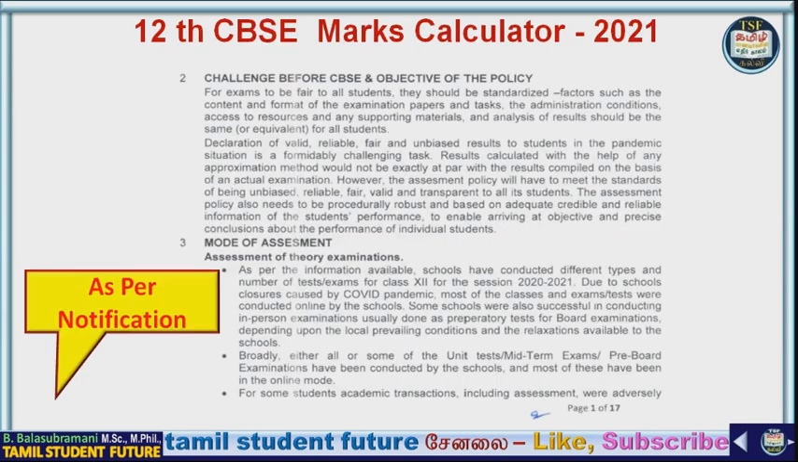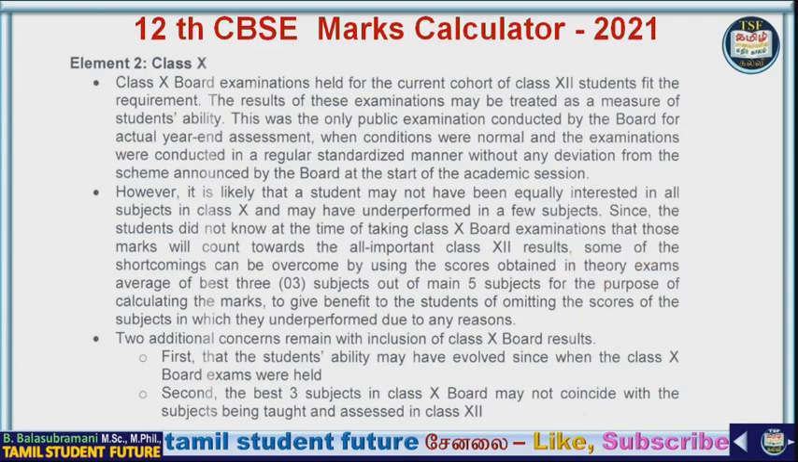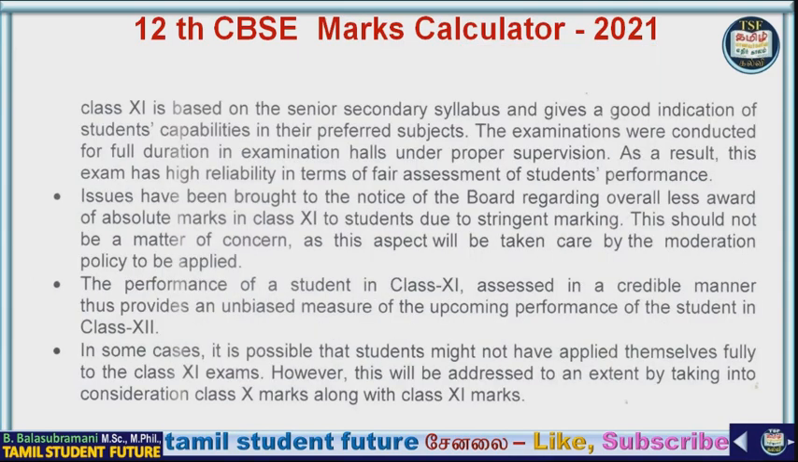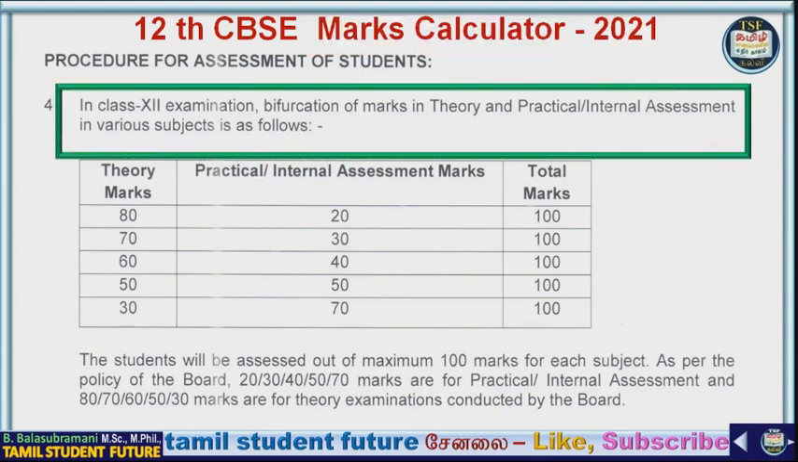As per notification, in the class exam, the bifurcation of subjects into theory and practical or internal assessment in various subjects is as follows. Theory 80, practical 20; theory 70, practical 30; theory 60, practical 40; theory 50; theory 30, practical and internals 70. Total out of 100.